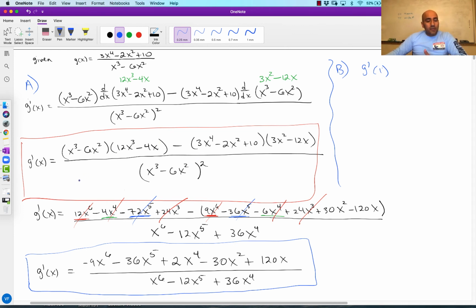There's no real reason to expand it all out and go through this painful step to get it to this, when all you need to do is find g prime of 1, or even better, it might be g prime of 0. But remember, if we put a 0 in there, we might be dividing by 0. So we've got to be careful, never divide by 0, and that includes this quotient rule. Okay, so let's say we're asked to find, as a part B, g prime of 1. So I'm just going to copy this, leaving blanks.